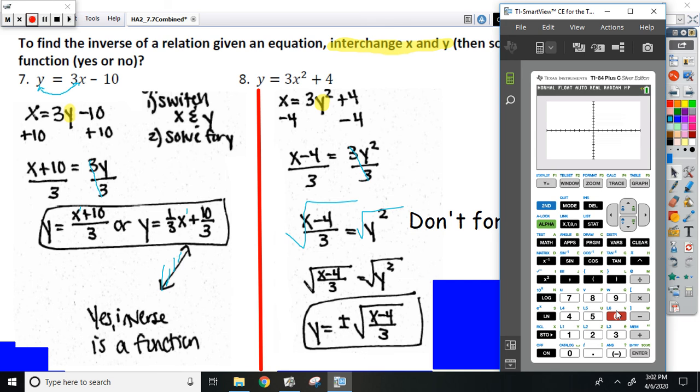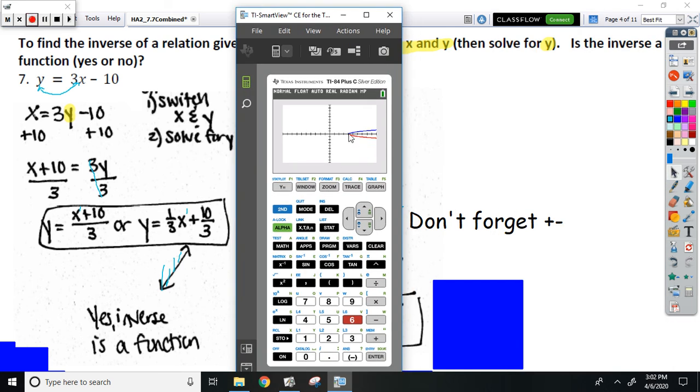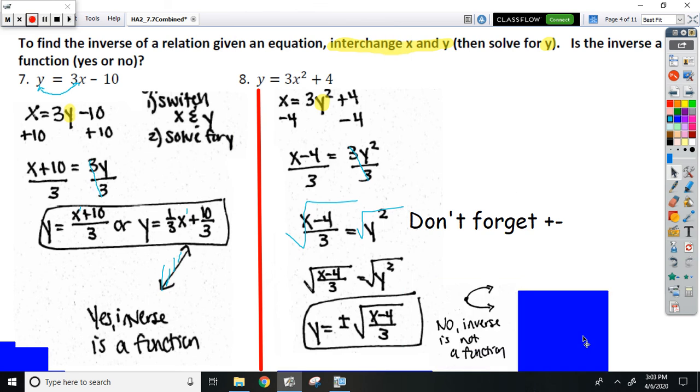Go ahead and press zoom 6. And then you should be able to see that this is like two little pieces. One of them is shooting upward, the other one's shooting downward. I always call them like a shooting star. They're making that sideways looking parabola. So would this be a function? Does this pass the vertical line test? No, it does not. So the inverse is not a function.